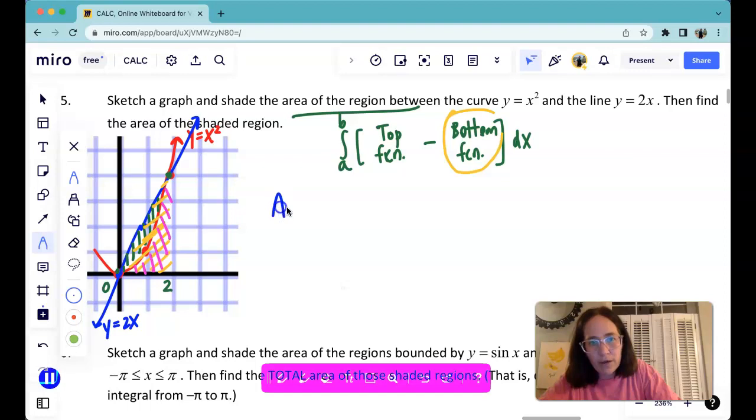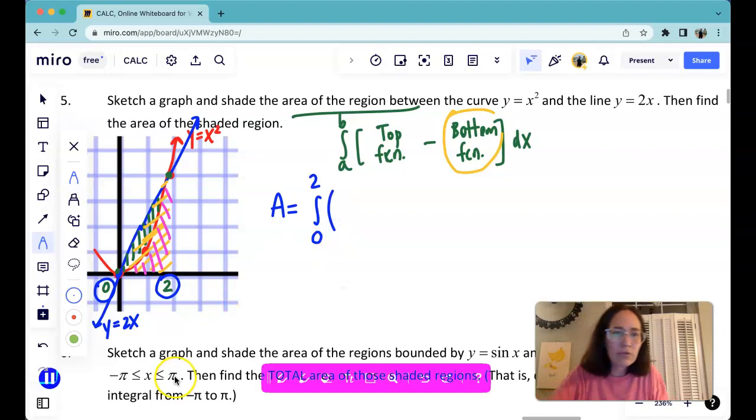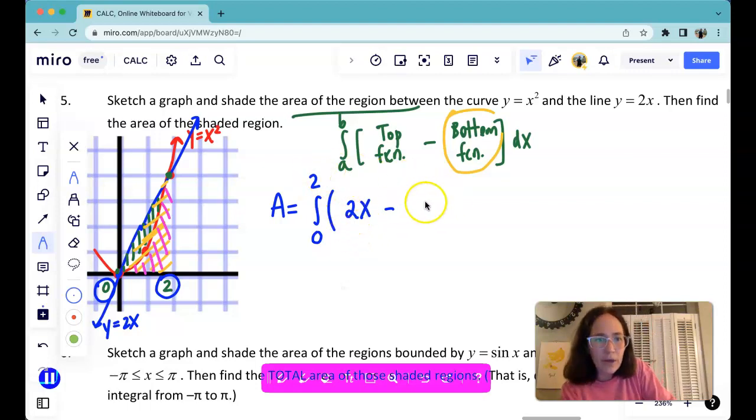The area we want goes between, it looks like, these two convenient x values, where these two graphs intersect at 0 and 2. What's bounding the region from the top? That's the blue line, 2x. We want to subtract the area between the curve and the x-axis. So we want to subtract, what is it? Bottom function would just be x squared.